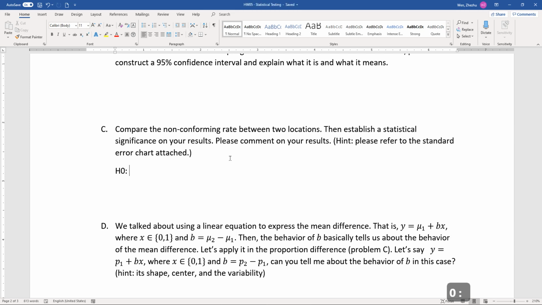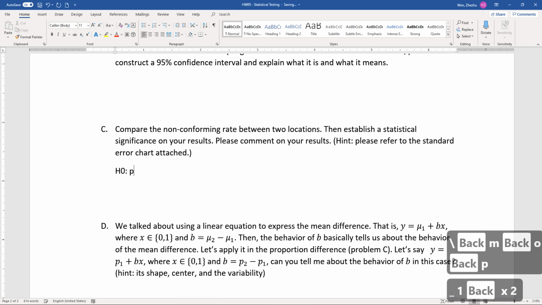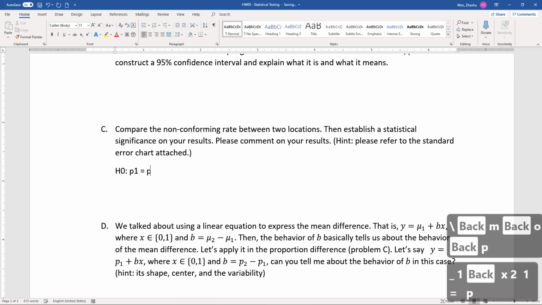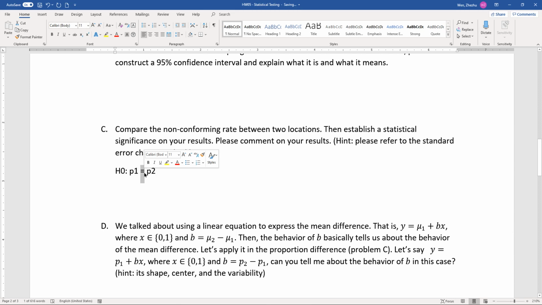I'm just going to give you the hypothesis and a little bit more, and see if you can figure out the rest. P1 is equal to P2. We're assuming the proportion of the first location and the second location is the same, or that the difference in proportions is equal to 0. We are hypothesizing the difference here is equal to 0. What else should you do? I think you need to ask, what distribution should I be using?